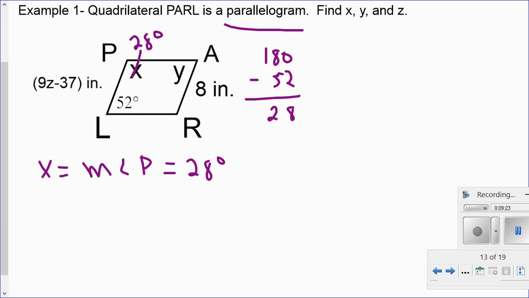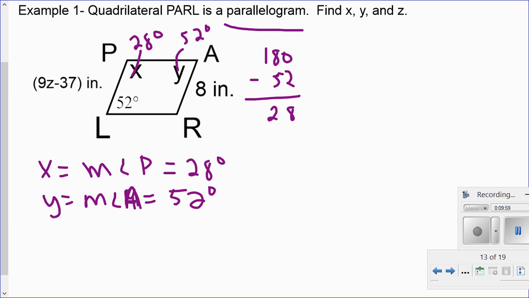Now, if I have that filled in as 28, I can get y either by using the same fact again, that same side interior angles are supplementary, so I would get y by subtracting 28 from 180, or because angle L and angle A are opposite angles in a parallelogram, they're congruent. So I know that the measure of angle y is 52 degrees. Actually, that's angle A, which we're calling y.